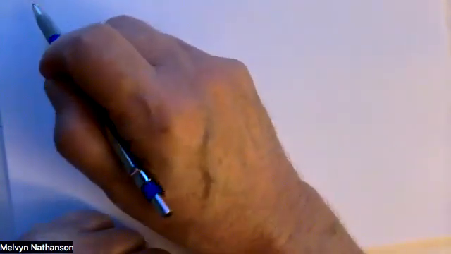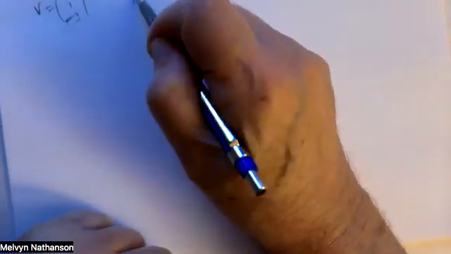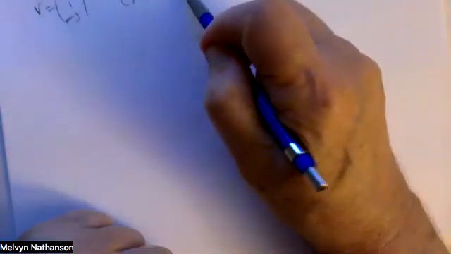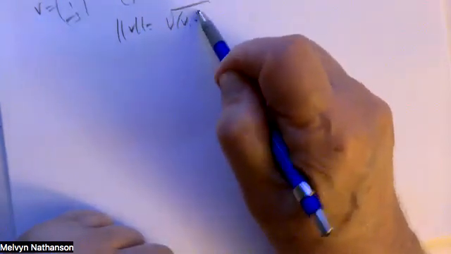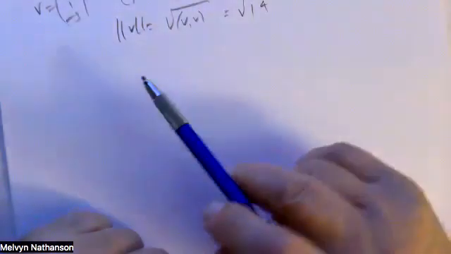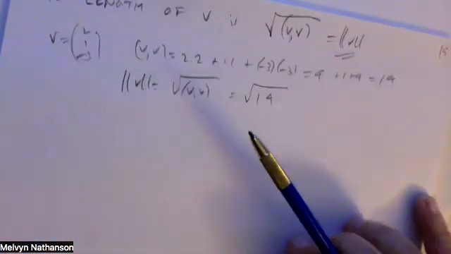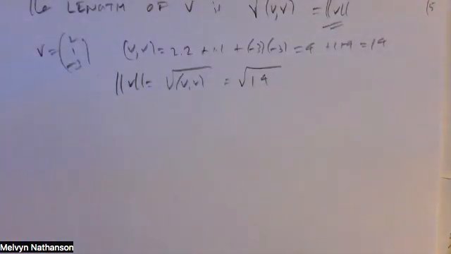So for example, if you take V equal (2, 1, minus 3), the inner product of V with V is 2 times 2 plus 1 times 1 plus minus 3 times minus 3, which is 4 plus 1 plus 9, which is 14. So the length of V, which is the square root of the inner product, is the square root of 14. So this vector in 3-space has length square root of 14.